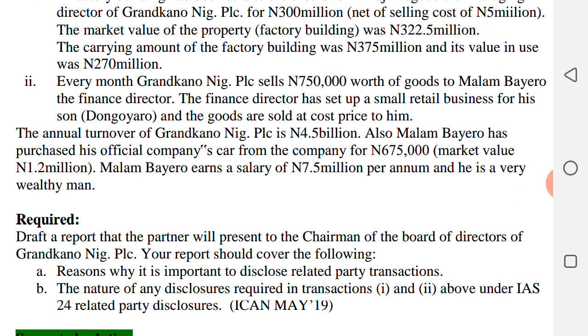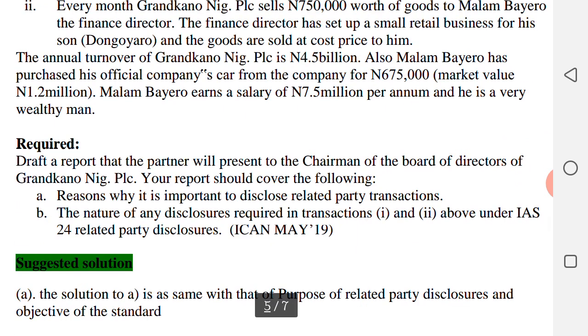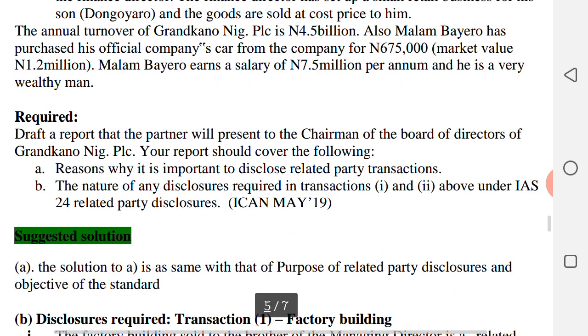Now, required: draft a report that the accountant will present to the chairman of the board of directors of Grand Canyon Nigeria PLC. Your report should cover the following: A, reasons why it is important to disclose related party transactions. Then B, the nature of any disclosures required in related party transactions. Now the reasons are covered. I will say a report.